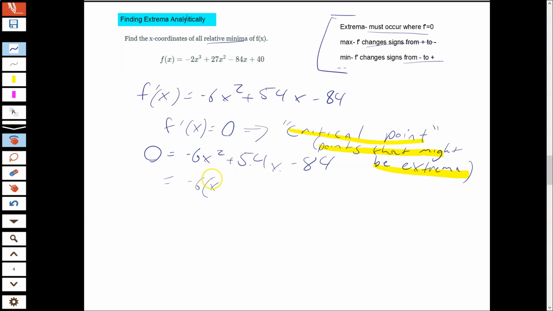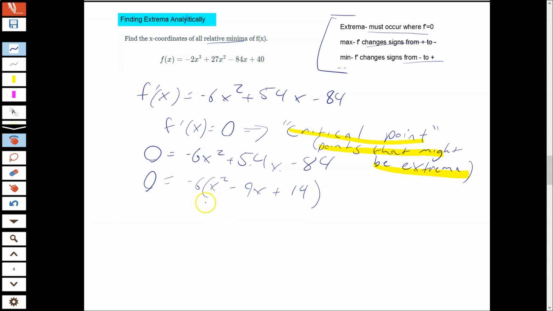I'm going to factor out my negative 6 to start. Careful with your signs here. I've been doing this for 20 years and I still mess that up. Not quite 20 years. 6 times 14 is 84, so we have plus 14. Still equal to 0, right?